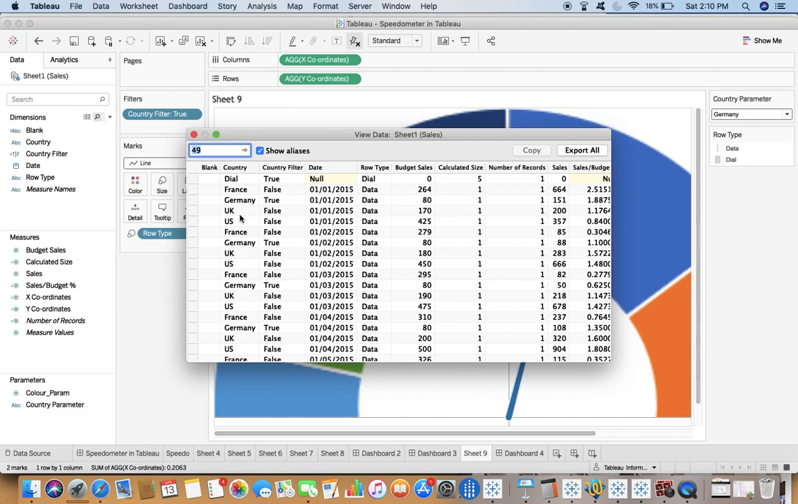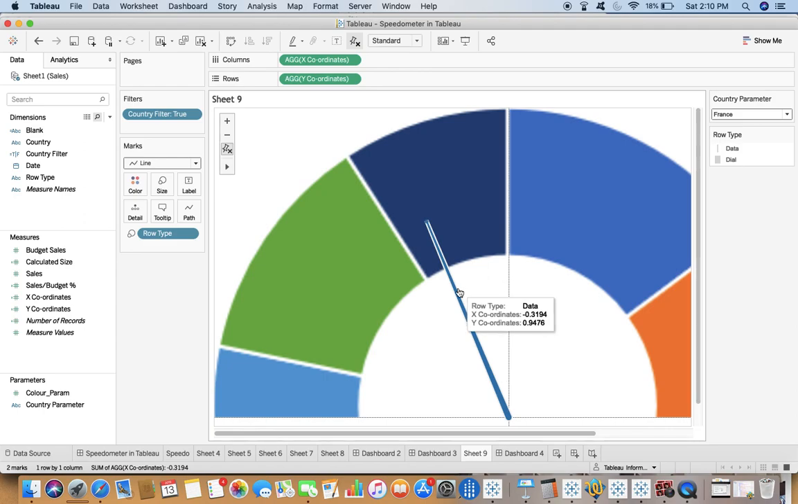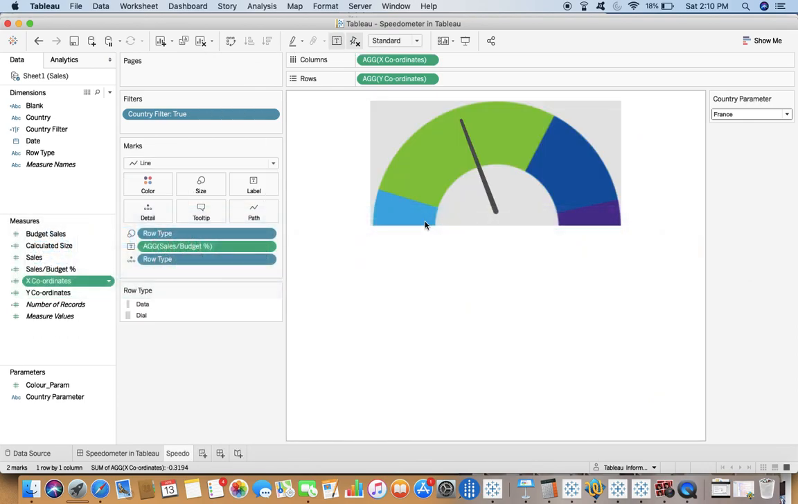So basically we have countries and sales and budget sales, and we want to see the performances of different countries with respect to budget sales and sales. For example, here, if I say France, it's on the negative sign. So remember that this is the reference. If it is going like this, this is negative. If it is moving like this, this is positive. Here you can see the x coordinate is on the negative side.